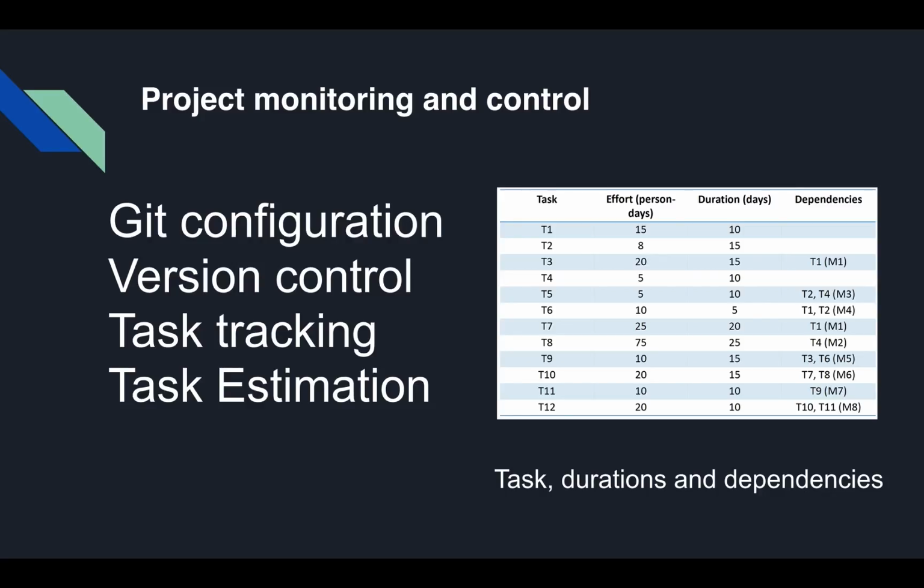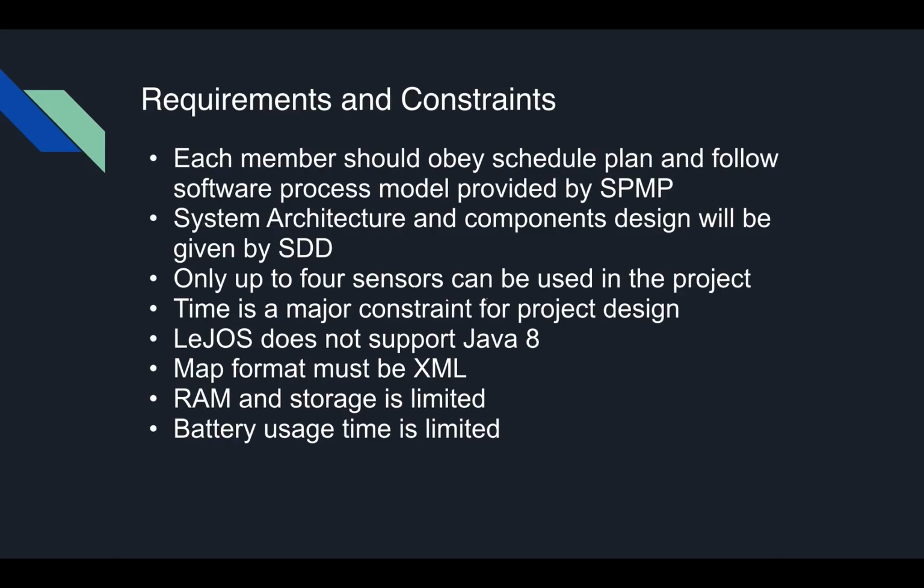We update our documents and code on GitHub and use version control to record each version of the documents onward. We use task tracking and task estimation for project monitoring. In this table, we use task duration and dependencies to describe the dependencies between each task.